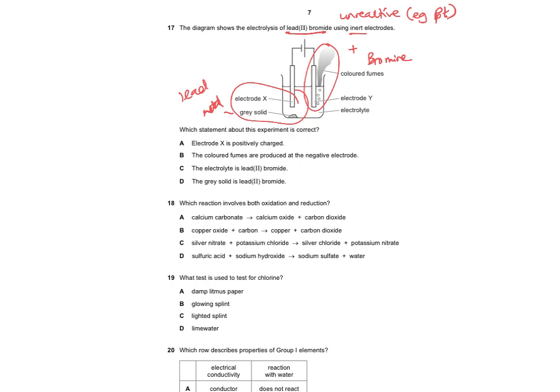So think about bromine water is orange. Okay, so that means this is going to be the negative electrode. So electrode X is positively charged. That's not correct. The coloured fumes are produced at the negative electrode. No, that's not correct. The electrolyte is lead bromide. Yes. So the electrolyte is the solution. Okay, and it tells you there that that's what we're separating out. The grey solid is lead bromide. No, the grey solid is lead.